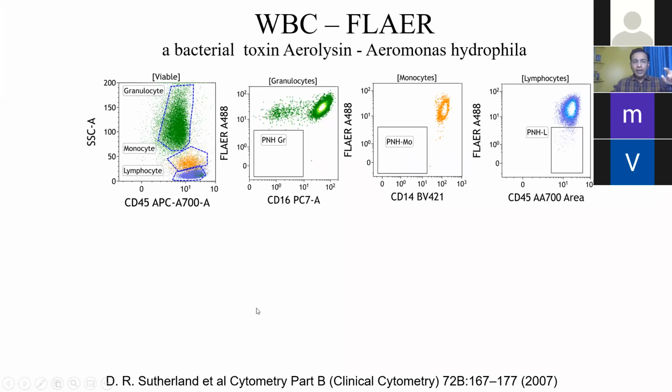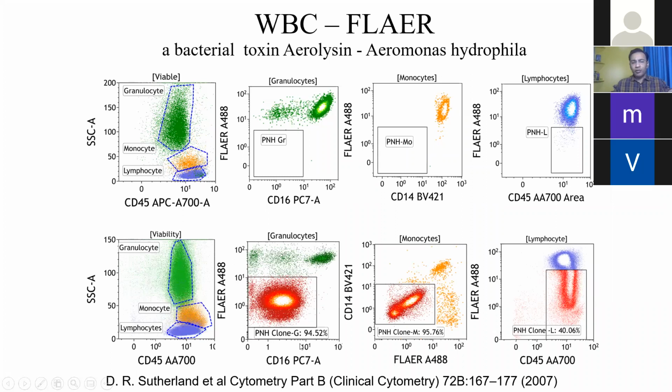Now what happens in PNH? You can see a 94% clone is FLAER negative and CD16 negative. Both markers are negative. Even the monocytes are CD14 negative and FLAER negative, and lymphocytes are also variably negative.